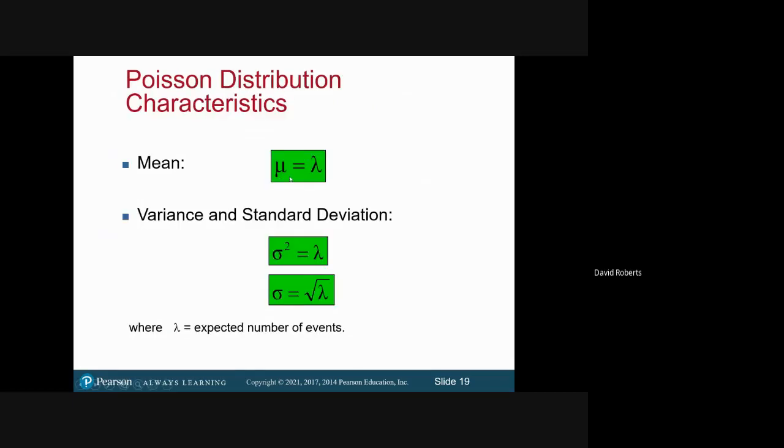So again, the mean is simply lambda, and mu, which is left. Mu is the little u. Lambda is the kind of upside down y. The variance is the same as the mean, and the standard deviation is the square root of the mean. So that's nice, simple, straightforward. So if the mean is 16, the variance is 16. The standard deviation is 4.